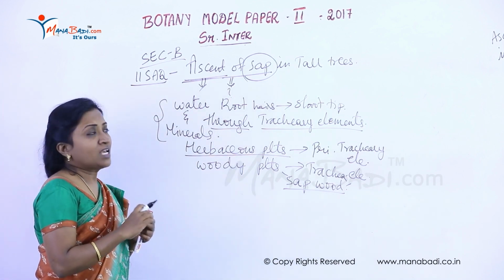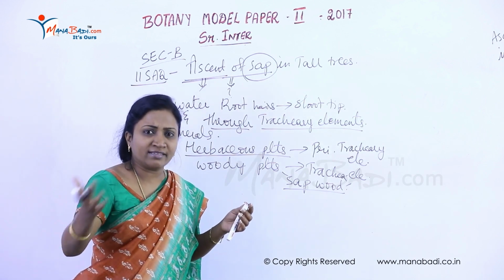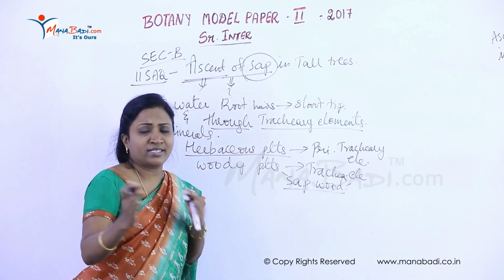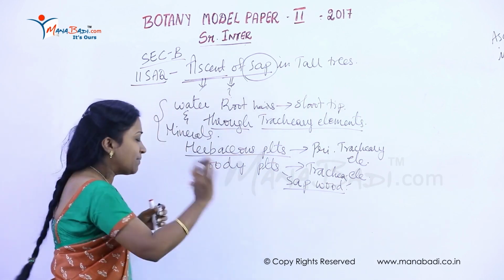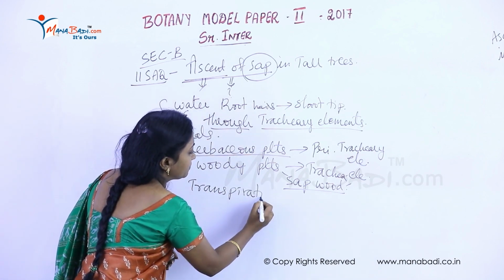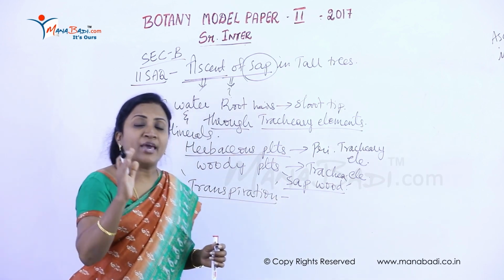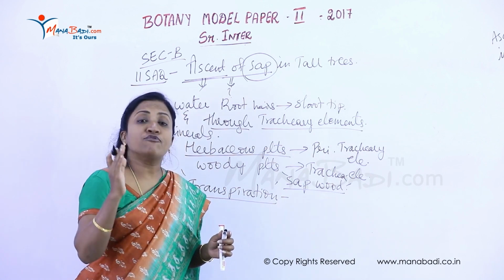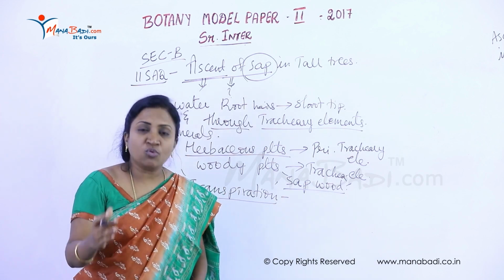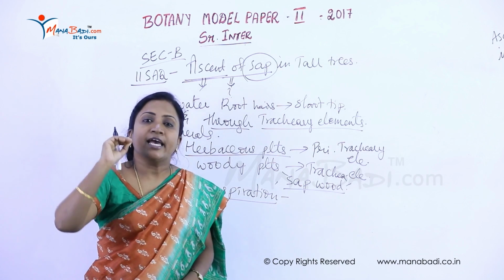So how does it ascend? I keep saying ascending. What ascends? Sap ascends. Okay. How does it ascend? Simply we can say transpiration serves as the main driving force for the ascending of the sap from the root hair to the shoot tip through the tracheiary elements.